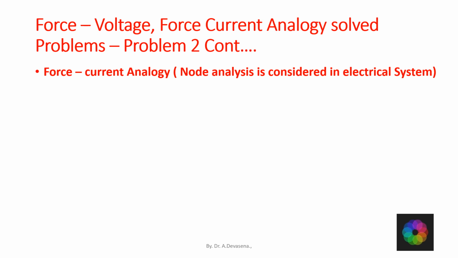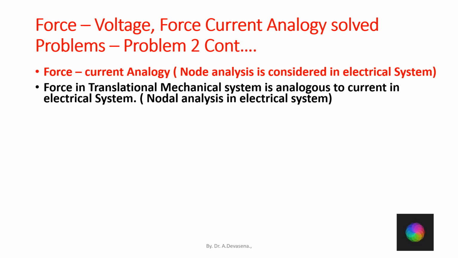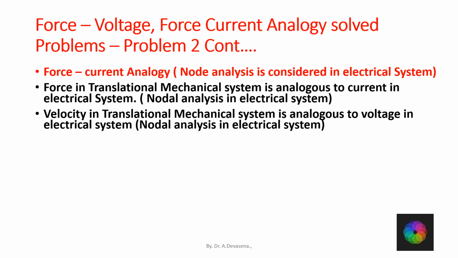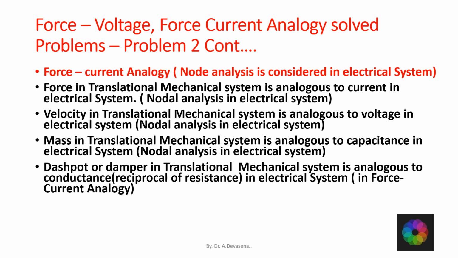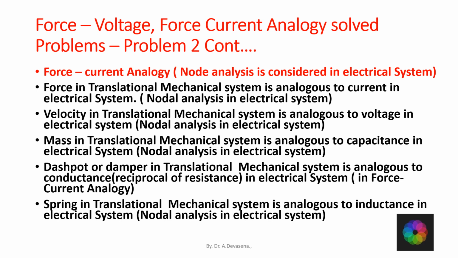Force current analogy. Force in translational mechanical system is analogous to current in electrical system. Here we have discussed the nodal analysis circuit in electrical system is considered. Velocity in translational mechanical system is analogous to voltage in electrical system. Mass is analogous to capacitance. Dashpot or damper is analogous to conductance, that is the reciprocal of resistance. Spring is analogous to inductance in electrical system.